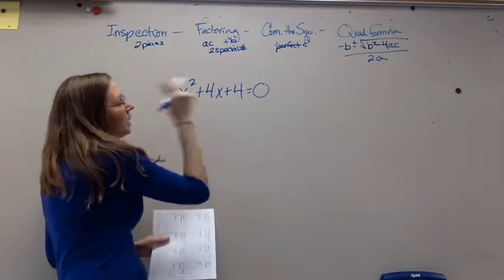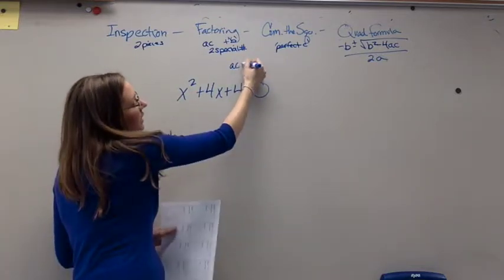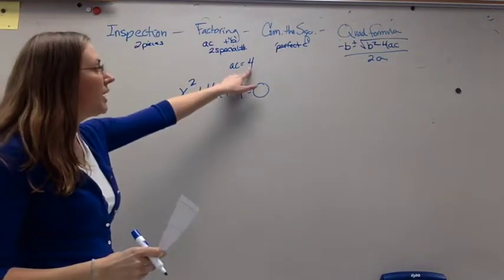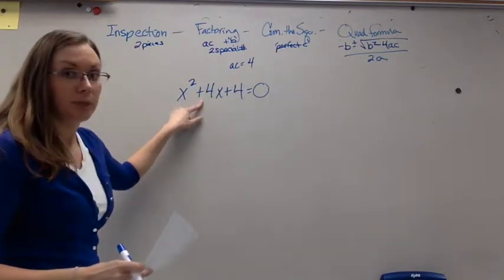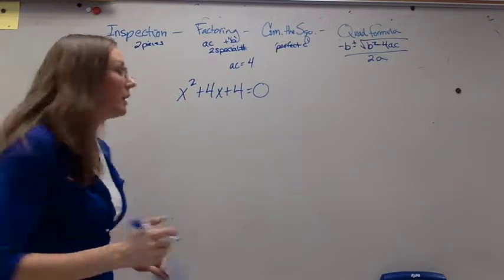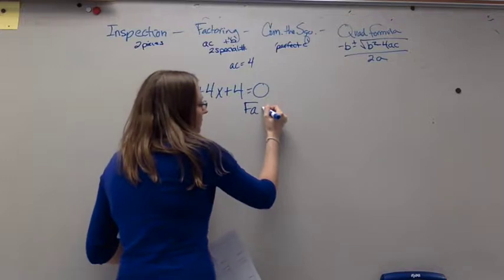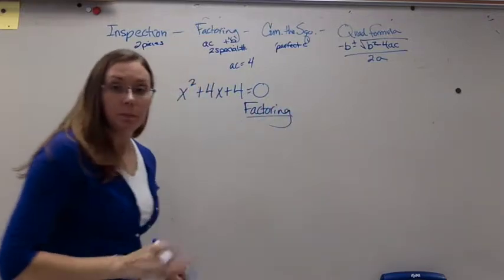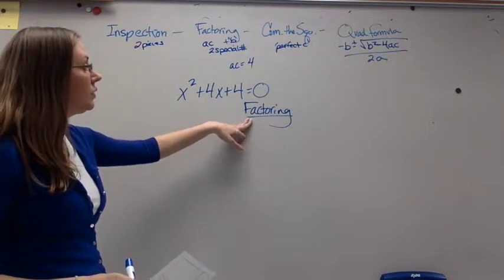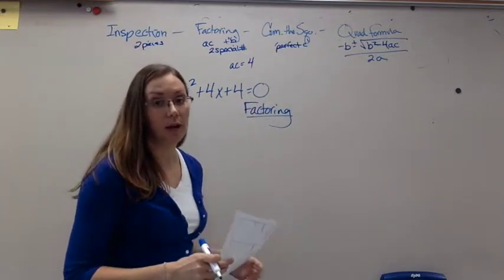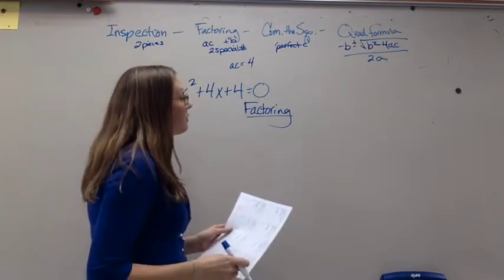So if I do my a times my c, and I'm kind of doing this in my head, I get 4, and I ask myself what 2 numbers multiply to 4 but add to 4. Hopefully you thought of that pretty quickly. If you can come up with those numbers quickly, then you want to do factoring. In this first one, you could have chosen factoring as your strategy, or you could have chosen completing the square. Both of those make a good option for this problem.